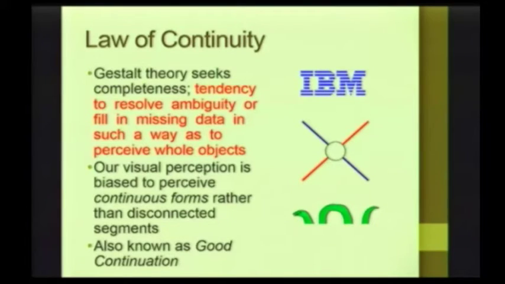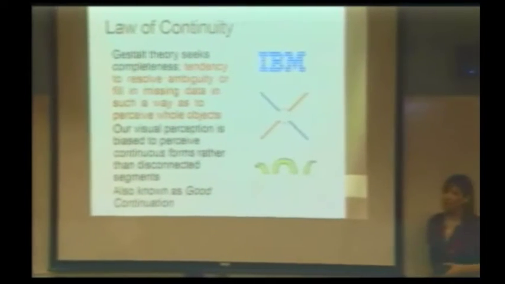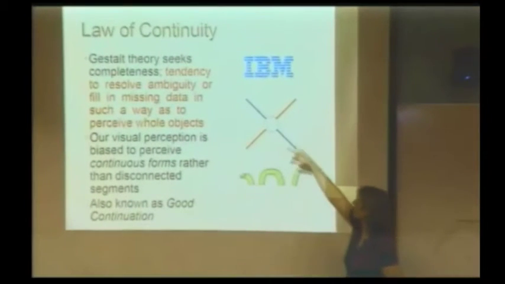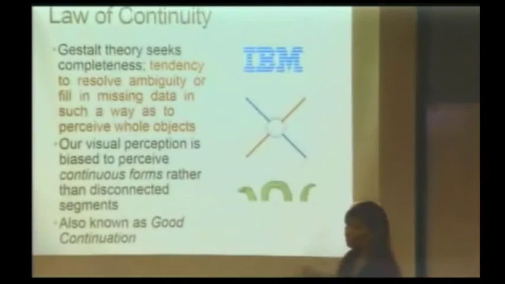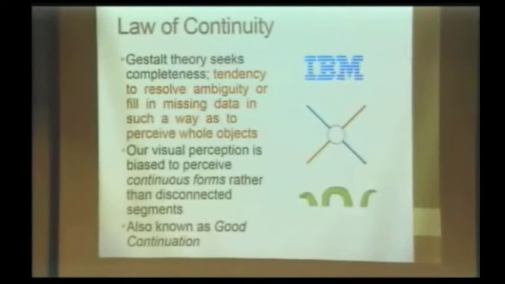All right, so what do you actually see if you break it down into pieces? What are the pieces? Four lines in a circle. Right, we have two blue lines, two orange lines, and a circle in the middle. But that's not how we interpret it when we immediately look at it.